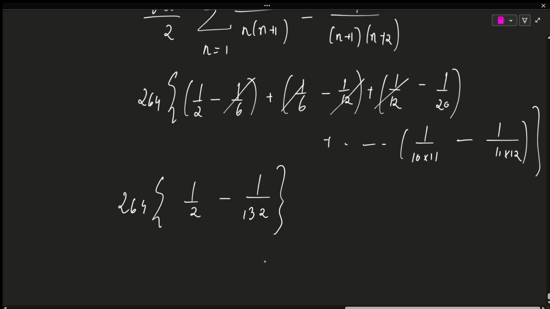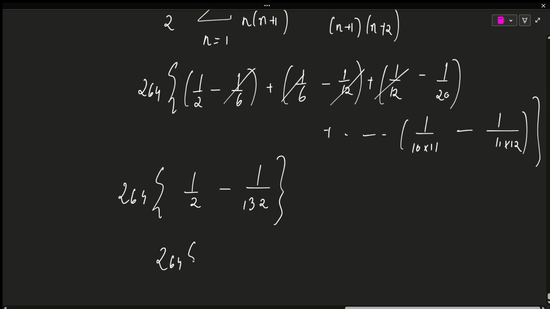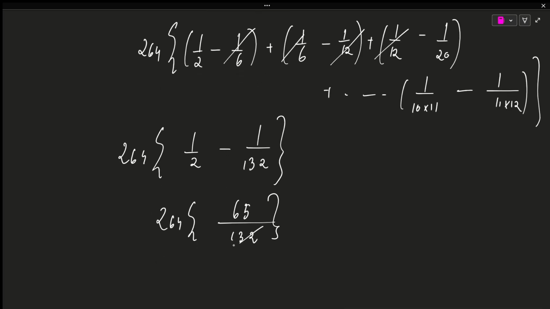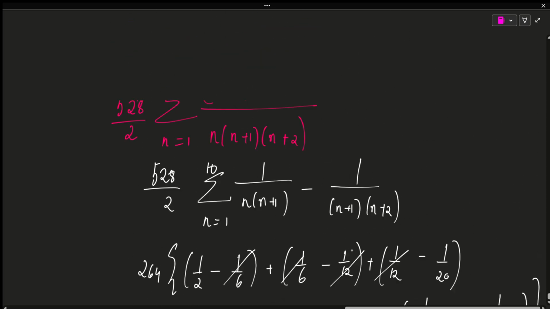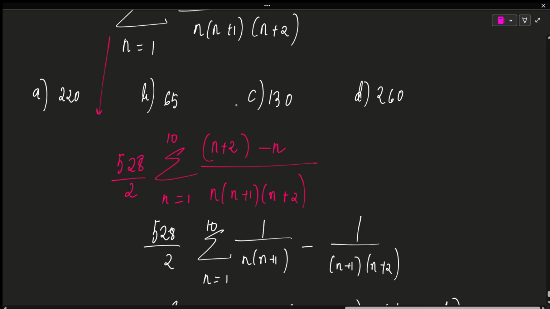If you just put the summation over here, 264 by 2 will be 132, 132 by 2 is 66, minus 1 by 65. If you just solve this, 2 times 65 will be 130. So my option number 3 is correct.